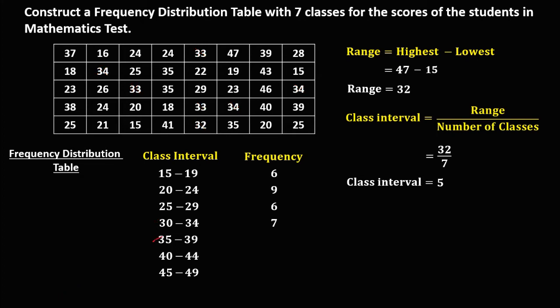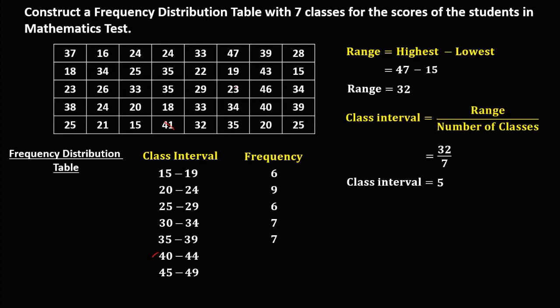Then for this class, 35 to 39. We have 1, 2, 3, 4, 5, 6, 7. So 7 scores within 35 to 39. Then for this class, 40 to 44.